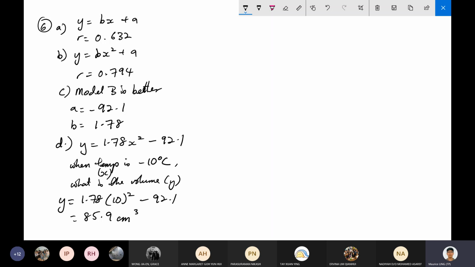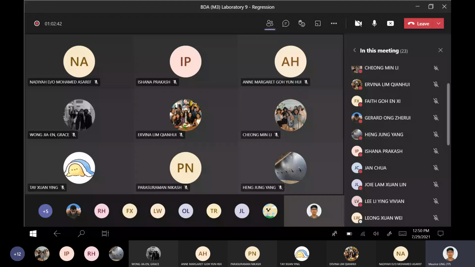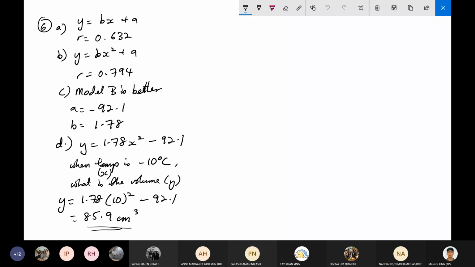Okay, but is it reliable or not? Is this answer reliable? Based on what you see, Faith, is the answer reliable? Faith, are you there? Yeah, but I'm not very sure. Okay. The answer is it's not reliable. Why is it not reliable? Because the absolute R value is lower than 0.9.